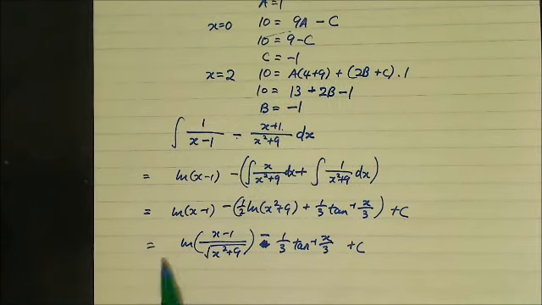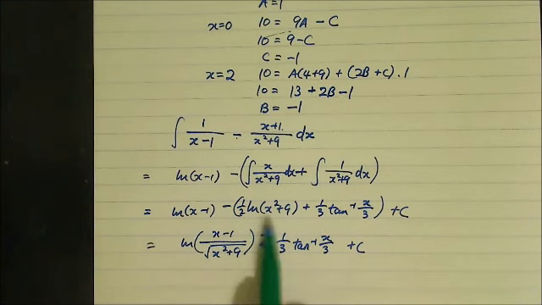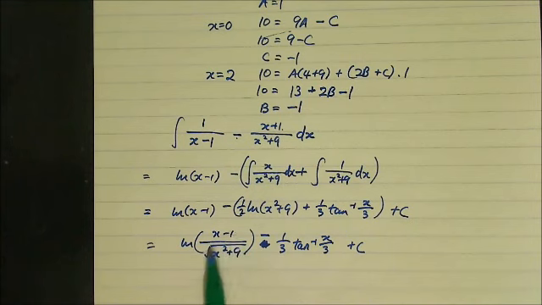Now finally we can combine these two ln's together. Again, that's optional, so we have ln of (x minus 1) over the square root of (x squared plus 9), minus a third inverse tan of x over 3, plus c.